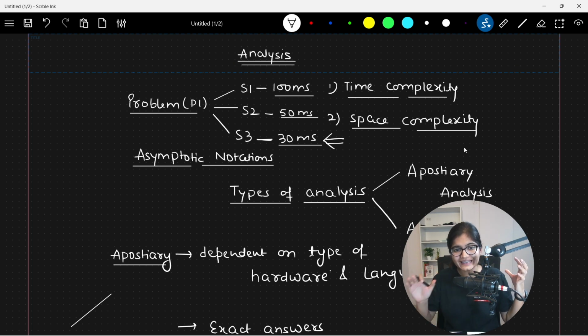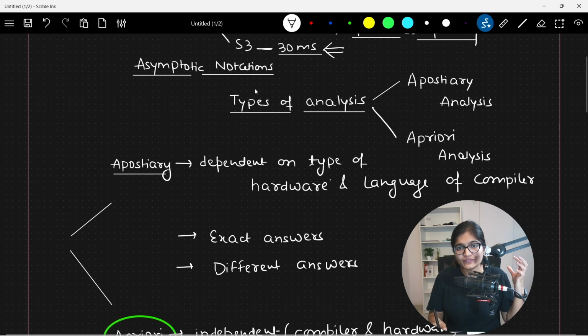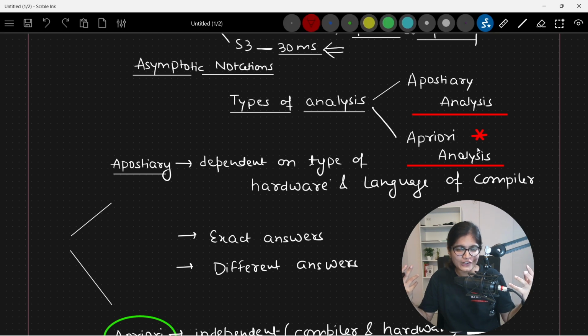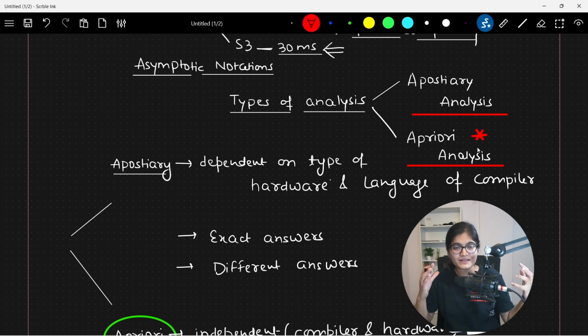So usually, you should know that whenever someone is talking about analysis, and asks which kind of analysis you are doing, your answer should be that I don't have a good machine, I don't have a good supercomputer. But I do have a mind. I do have a super mind, right? And I can write a good logic. So that's the major reason, because it is independent of the hardware, because it's independent of the language of compiler, because it's giving us the approximate answers, and that's what we want.